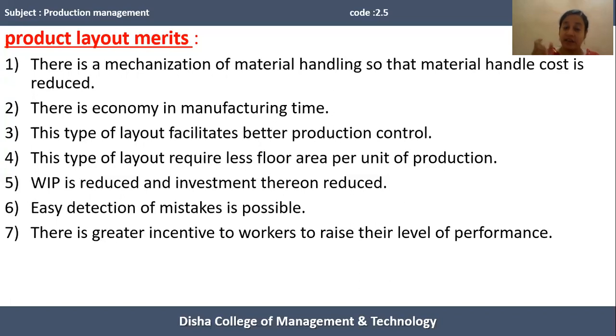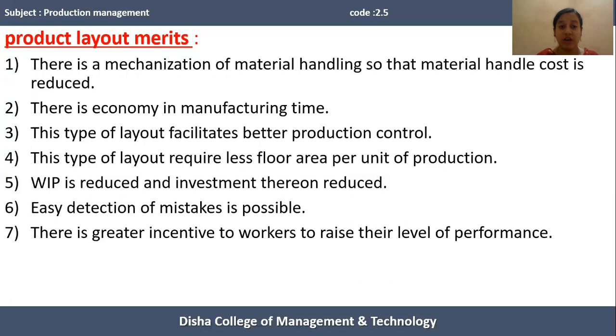In this type of layout, material is moved automatically from one machine to another machine. So there is no requirement of using various material handling equipment, so that the cost of material handling can be reduced. There is an economy in manufacturing time.